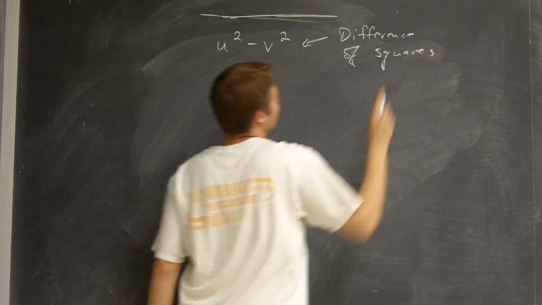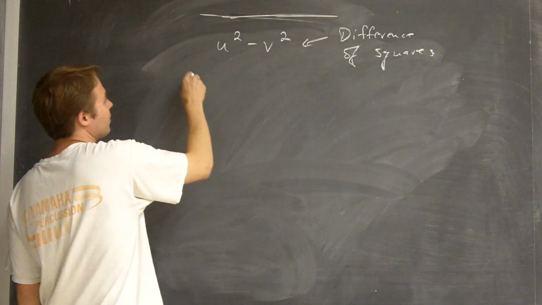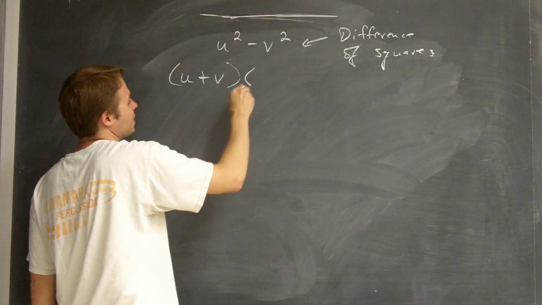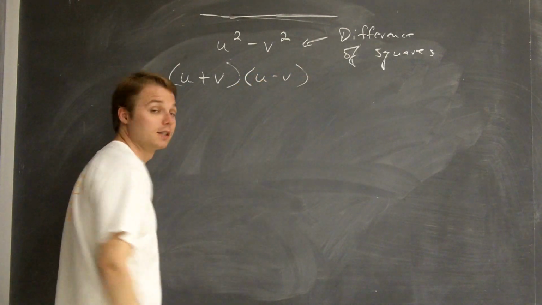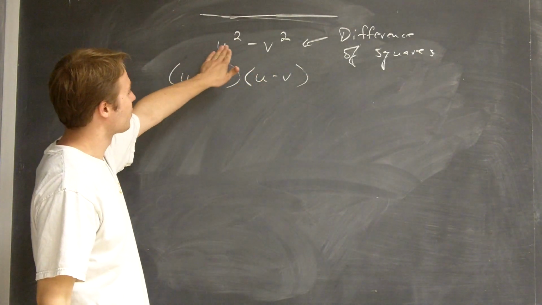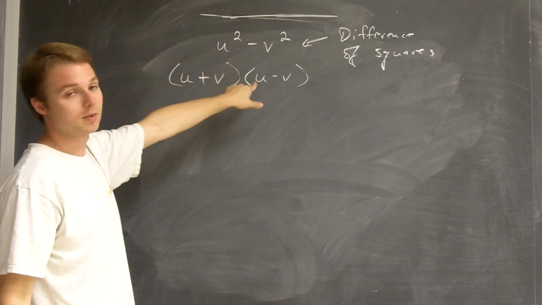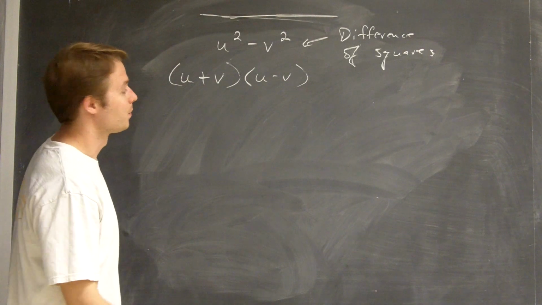And anything that can be written as a difference of squares can always be factored into this form: the first thing plus the second thing times the first thing minus the second thing. So if you can get it to something squared minus something squared, it's just the first part plus the second part times the first part minus the second part.